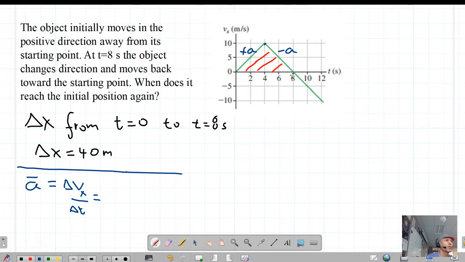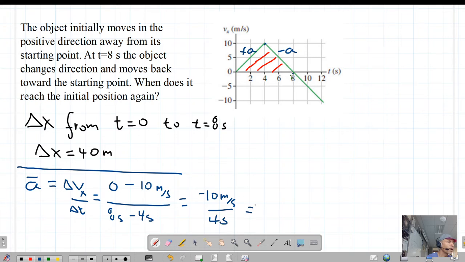So that would be final velocity, which is 0 at 8 seconds. So that'd be 0 minus 10 meters a second over the time interval, which would be 8 seconds minus 4 seconds. So that works out to be negative 10 meters a second over 4 seconds, or negative 2.5 meters a second squared. So that will be the acceleration as long as this motion continues with the same acceleration.